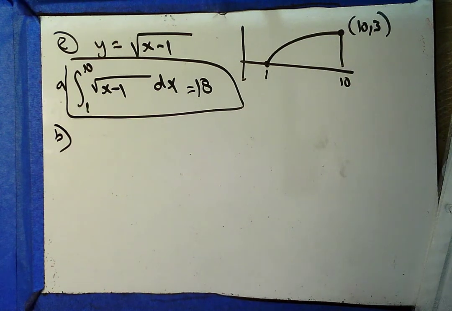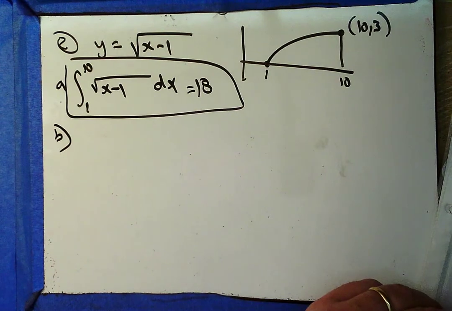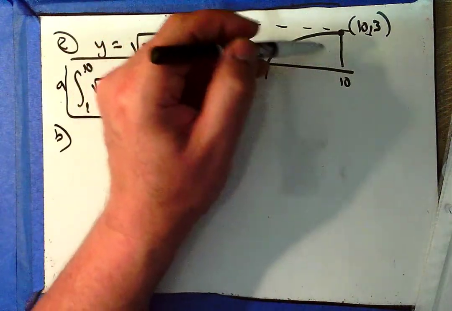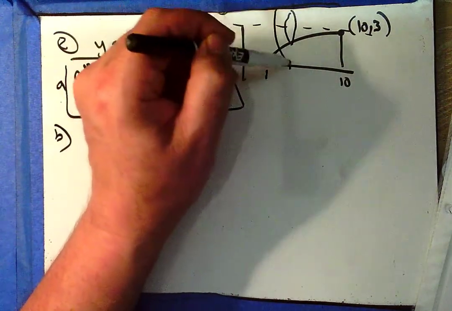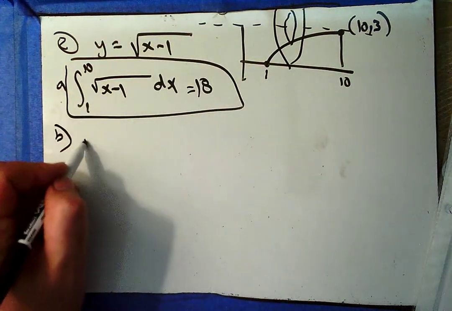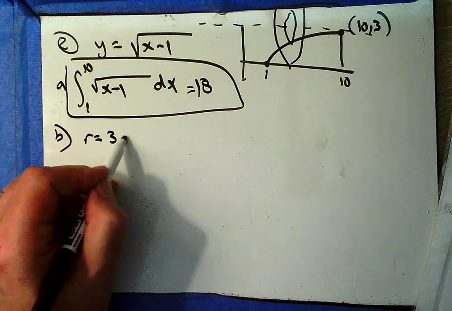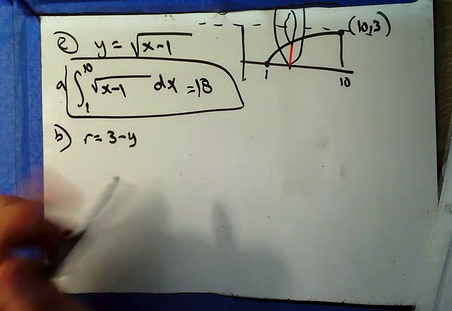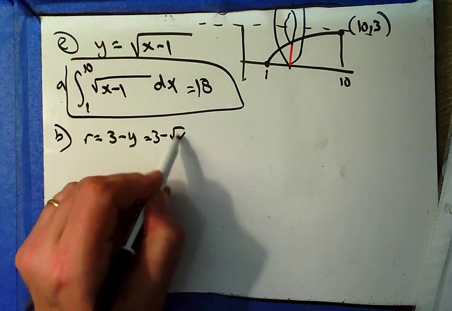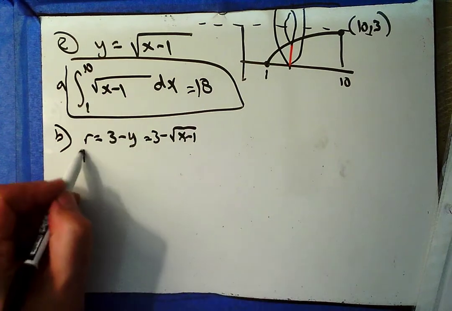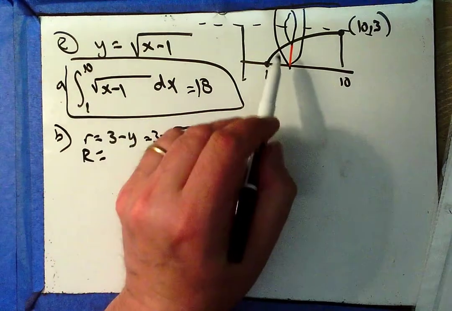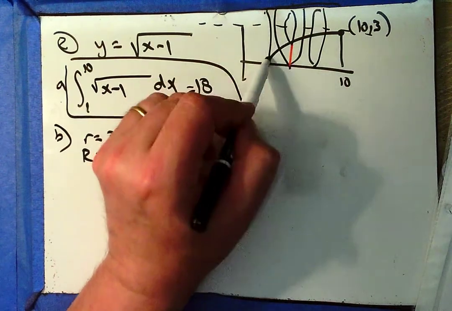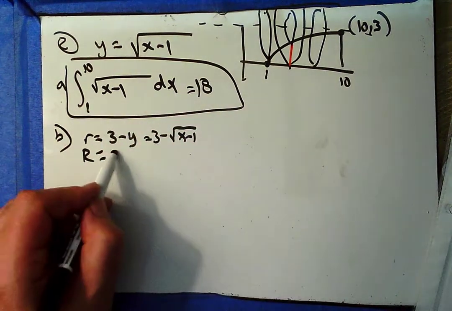Okay, part B says find the volume of the solid if R is revolved around y equals 3. So here's our y equals 3, and we're taking this region and we're spinning it around. Now I see that my little radius is going to be 3 minus this y value here. And that y value is square root of x minus 1. My big R is a constant, right? It's always going from here. And so that big R is 3.